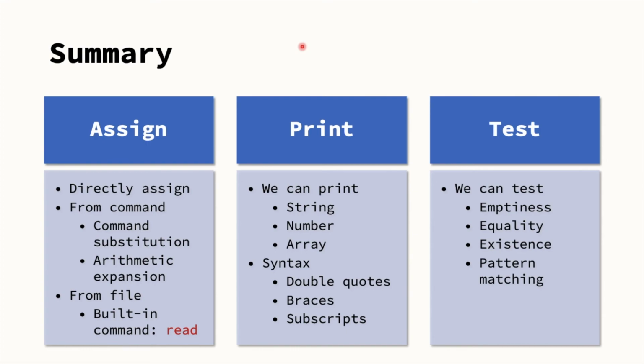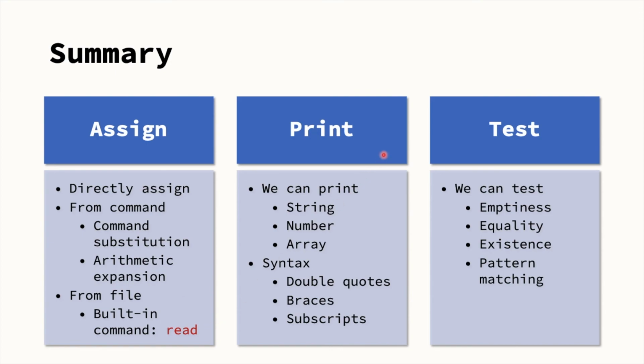So let's review what we have learned today. What kind of actions can we do on a variable? There are three of them: assign, print, and test. We can use the equal sign to assign values directly for the assigning part, but be careful not to add spaces around it. Another way is by invoking commands, either by command substitution or arithmetic expansion. And the last way to assign is using the built-in command read to retrieve contents from files.